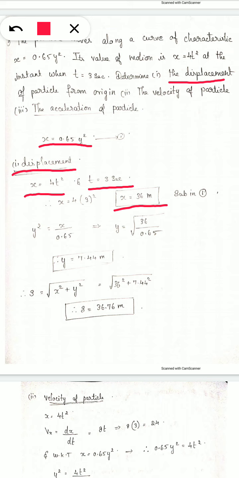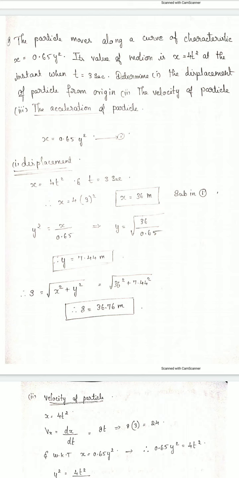Now we have to find what our y value is. For that you can again take your first equation, that is y square is equal to x divided by 0.65. So y is equal to the square root of, substituting your x value, 36 divided by 0.65. If you do that, you will get y is equal to 7.44 meters. So you have both values now. What will be the displacement now? S is equal to the square root of x square plus y square. Substitute both the x and y values and get your answer. S is equal to 36.76 meters. This is your first part of the question.